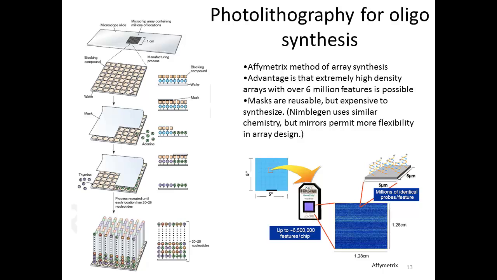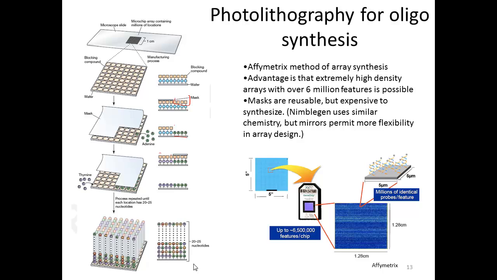nucleotides from being added. Then we'll create a mask and shine light on the sample, because in the areas where the mask is not covering the chip, we're going to remove the protecting groups, and now we will flow in the nucleotide adenine, and that will be chemically coupled at those locations. Then in the second step, we'll put down a new mask, we'll deprotect certain areas, we will then flow in thymine base, and it will be chemically coupled there.